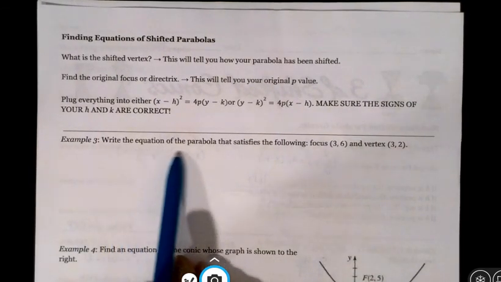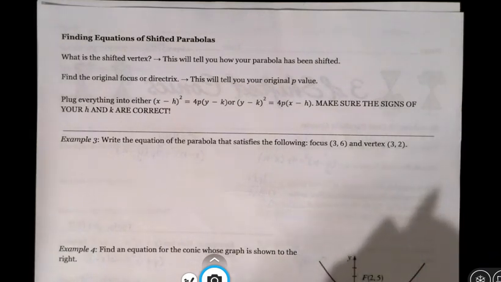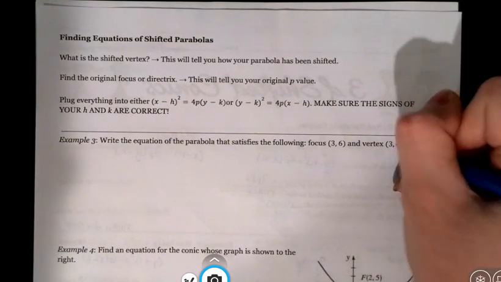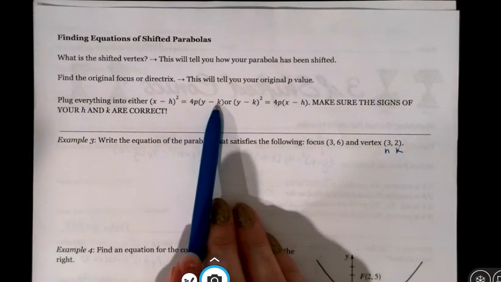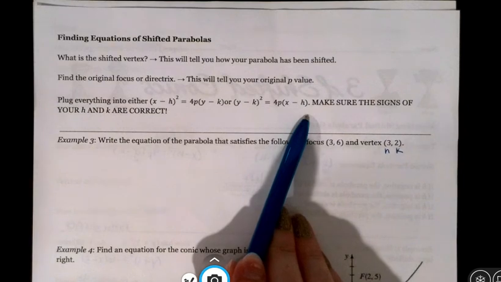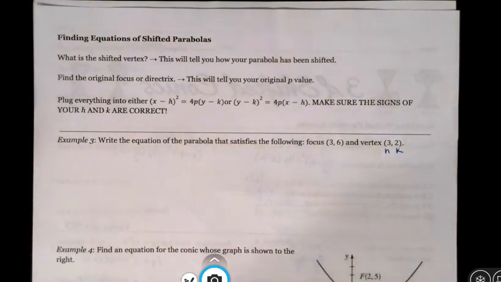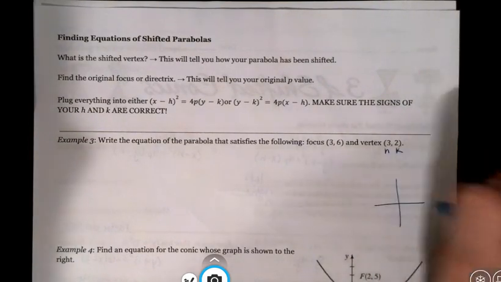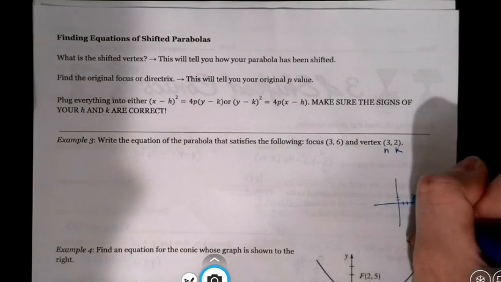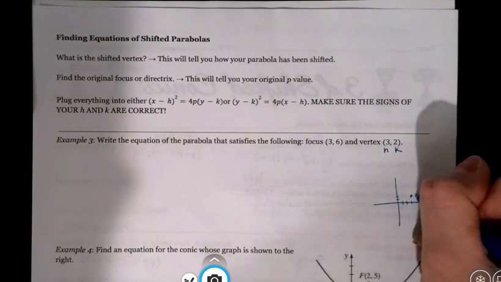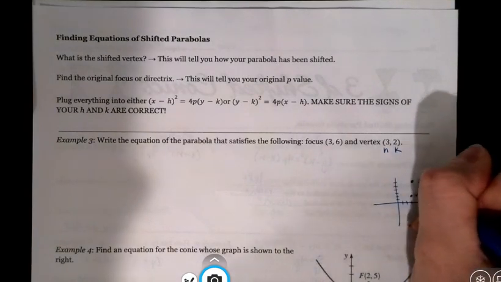So we have to write an equation of a parabola that satisfies a focus at 3, 6 and a vertex at 3, 2. Right off the bat, I'm going to go ahead and label my vertex as h and k because I'm going to need h and k in my templates depending on if it's going to be vertical or horizontal. What I like to do is sketch a quick little graph, so 3, 2 is there, and then 3, 6 is here.